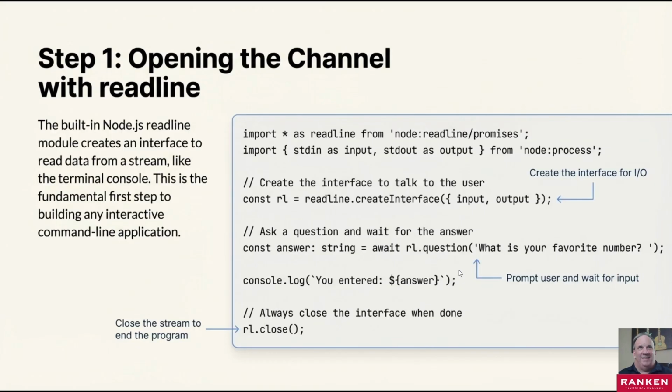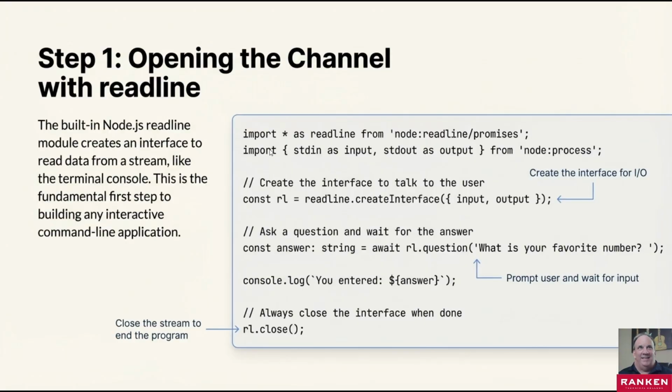So step 1 is opening the channel. And what we use is called readline. The built-in Node.js readline module creates an interface to read data from a stream, like a terminal console. This is the fundamental first step to building any interactive command line application. So in this case, we're just doing command line. We're looking at it from the perspective of building an interactive command line application.